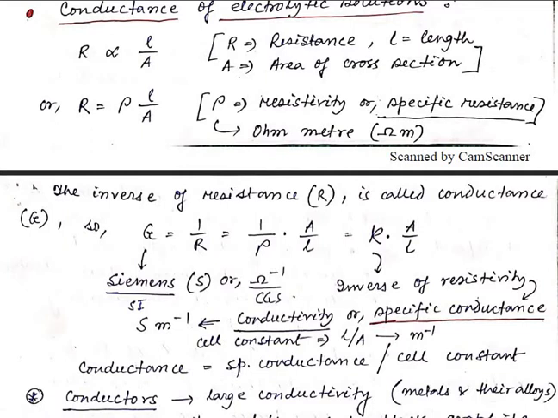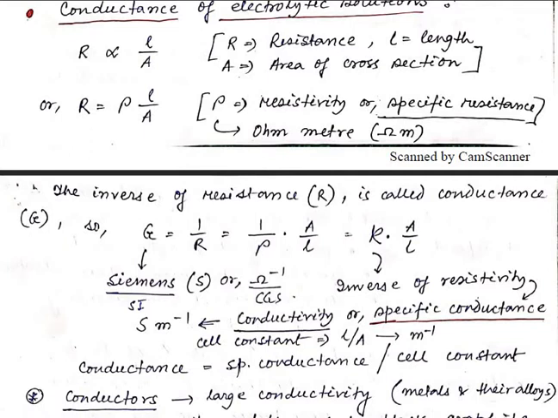In case of G, the unit, obviously being the inverse of resistance, means ohm inverse, or we can write that as Siemens. Siemens should be written as S, capital S, that is the SI unit of the conductance. So what is the SI unit of the conductance? That is our Siemens or ohm inverse. Siemens is the SI unit, ohm inverse is our CGS unit.